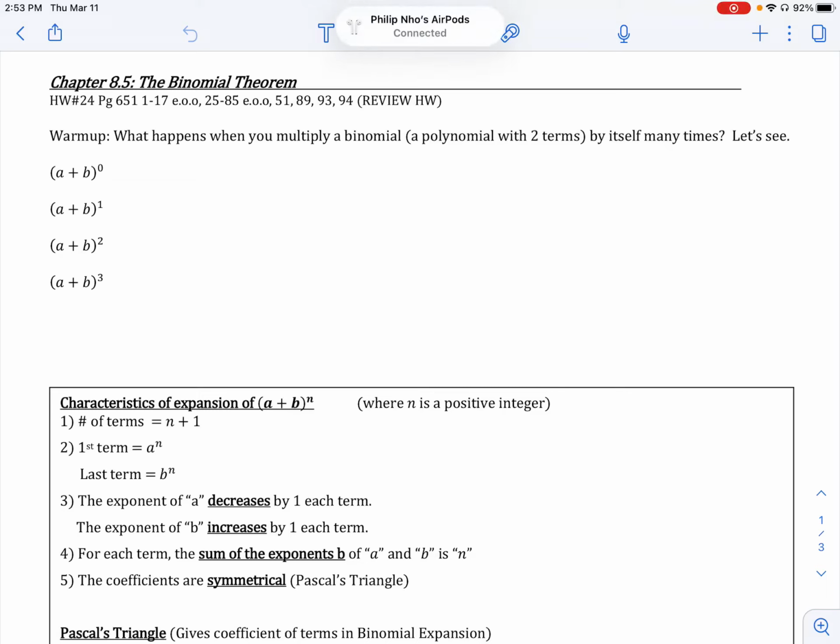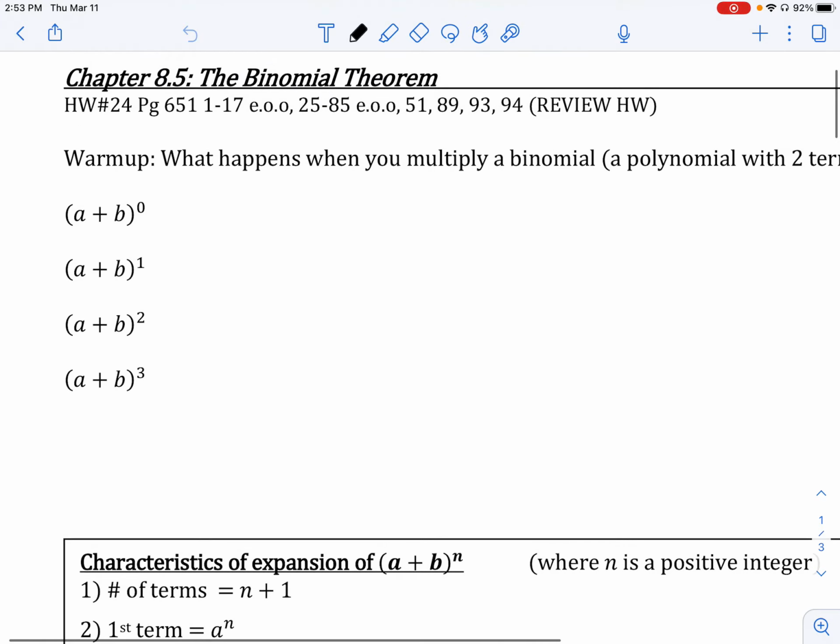All right, I want to start off today's lesson by actually giving a warm-up question. Go ahead and try to expand the following binomials to the described power. So go ahead and pause the video right now and write out these expansions. So just kind of go through these.